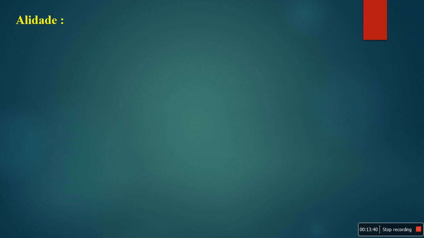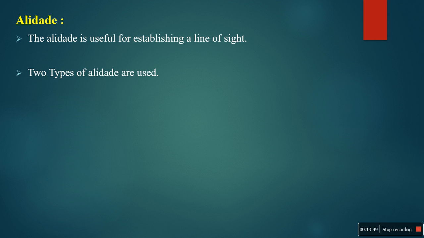Then the next one is the alidade. The alidade is useful for establishing the line of sight. There are 2 types of alidades. The first one is the simple alidade and the second one is the telescopic alidade. Alidade means establishing the line of sight with respect to stations. So there are 2 types: one is the simple alidade, the second one is the telescopic alidade.